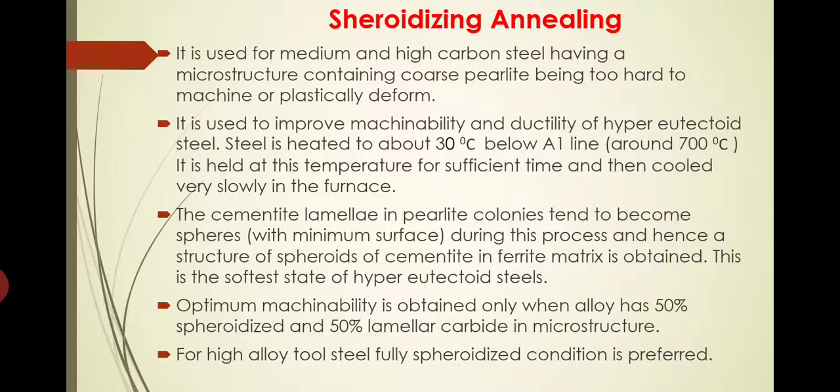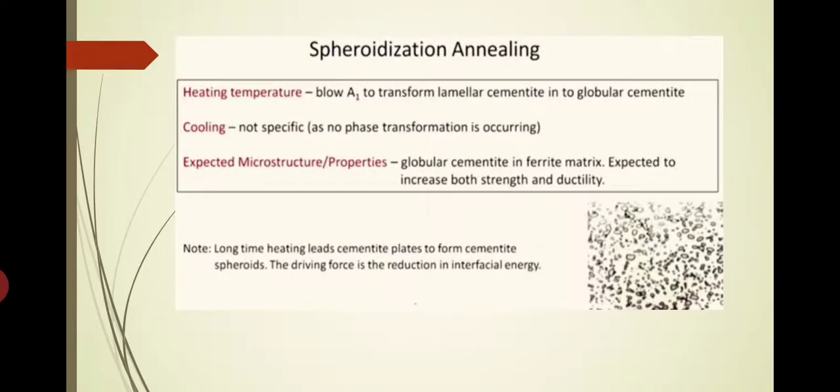How we achieve this is that the lamellar structure of cementite is transformed into a spherical shape with minimum surface area. Optimum machinability is obtained only when the alloy has 50% spheroidized and 50% lamellar carbide in microstructure. Optimum machinability will be for an alloy having 50% spheroidized cementite and 50% lamellar carbide. For high alloy tool steel, fully spheroidized condition is preferred. So for high alloy tool steel, we will usually be doing this process, that is spheroidizing annealing. This is in a nutshell. You can go through that slide.